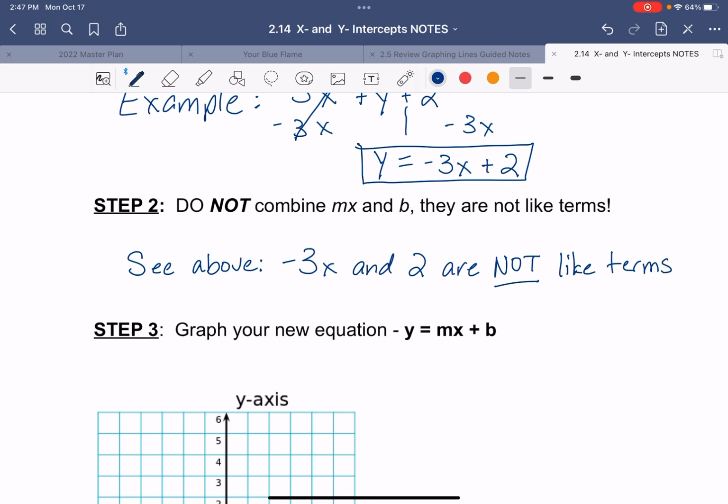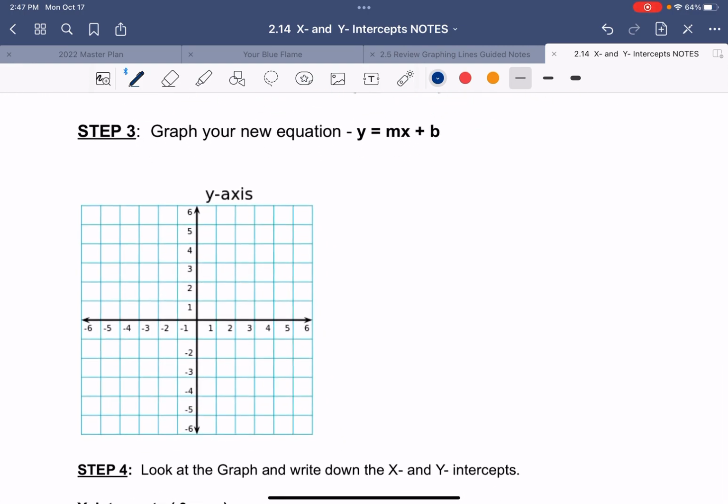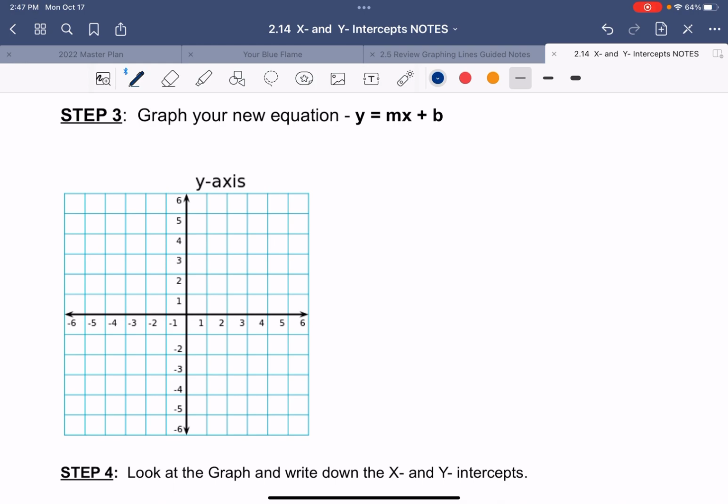You're just moving them from one side to the other by adding and subtracting that way, but you cannot combine those like terms. They are not the same. Negative 3 and 2 are not the same. I think I have hopefully made my point there. Now that we can graph our equation, let's write down what the equation is. y is equal to, we figured out, negative 3x plus 2. Remember, this is our y-intercept.